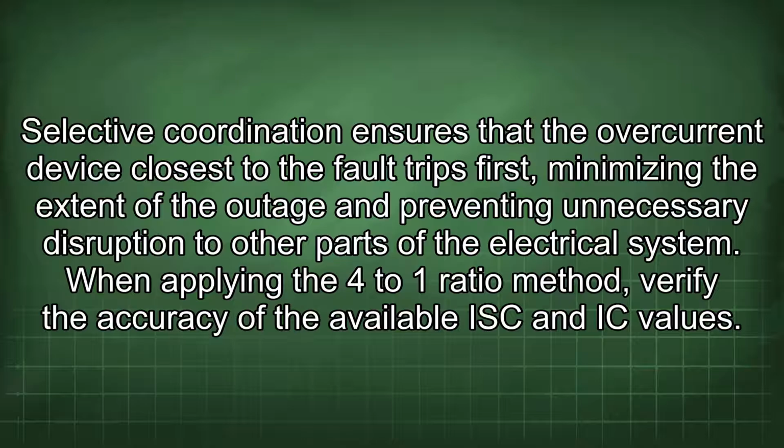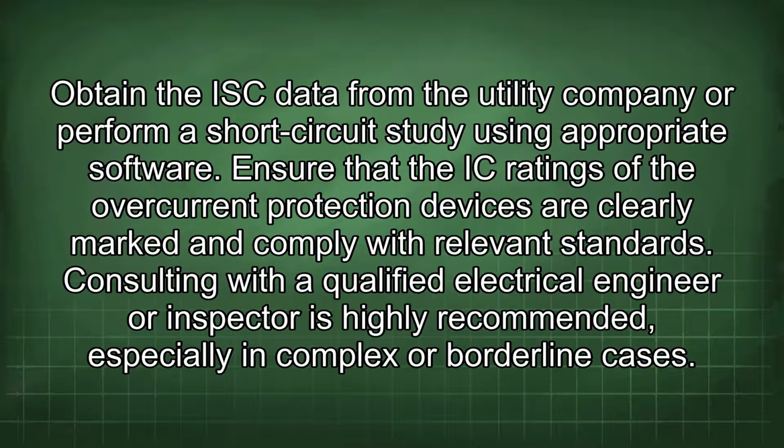When applying the 4:1 ratio method, verify the accuracy of the available ISC and IC values. Obtain the ISC data from the utility company or perform a short-circuit study using appropriate software. Ensure that the IC ratings of the overcurrent protection devices are clearly marked and comply with relevant standards. Consulting with a qualified electrical engineer or inspector is highly recommended, especially in complex or borderline cases.